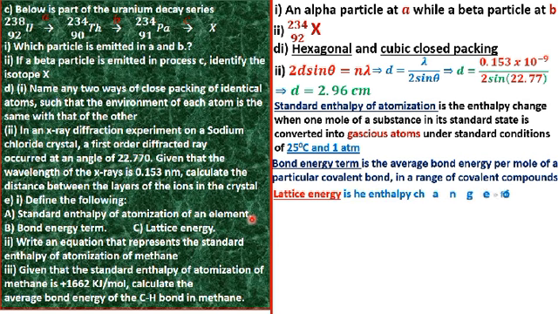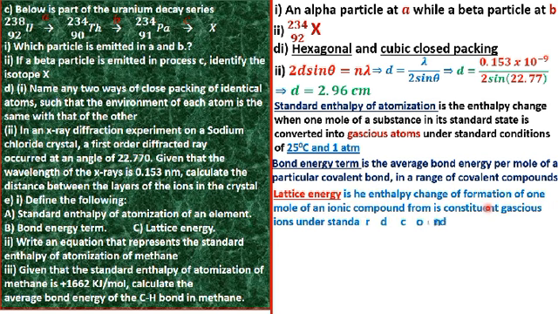Lattice energy is simply the enthalpy change of formation of 1 mole of an ionic compound from its constituent gaseous ions under standard conditions of 25 degrees Celsius and 1 atmosphere. Great. So once you hear the word standard, it means these conditions must be put in place: 25 degrees Celsius, or 298 Kelvin, and 1 atmosphere. They must come into place.